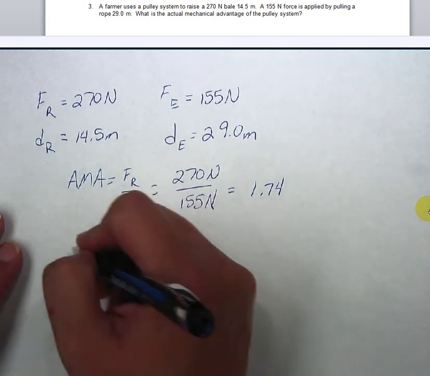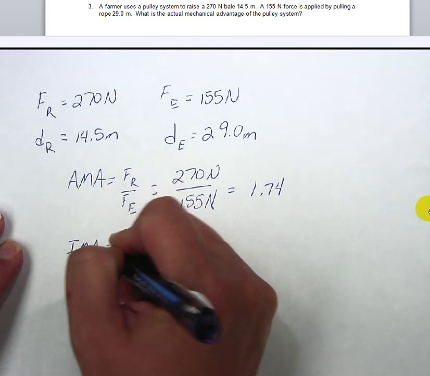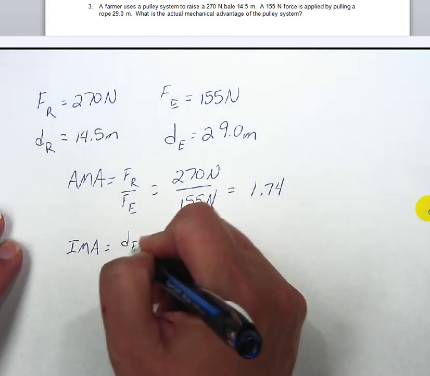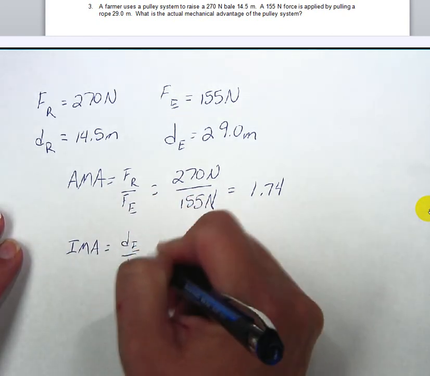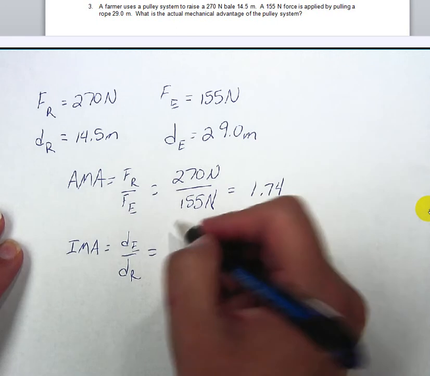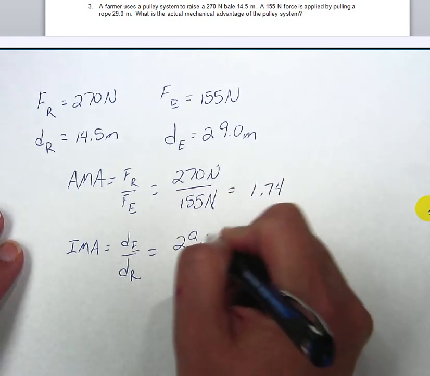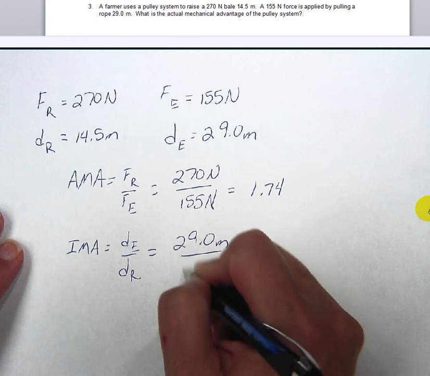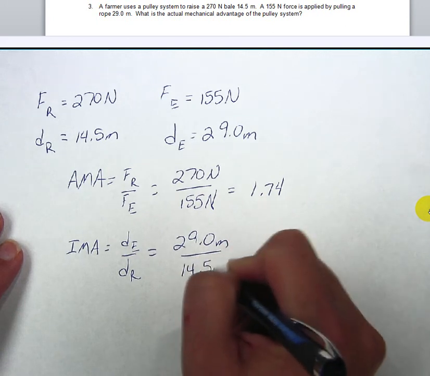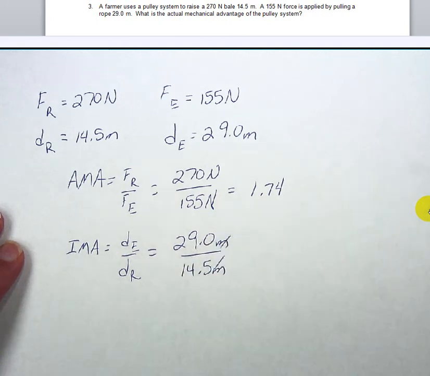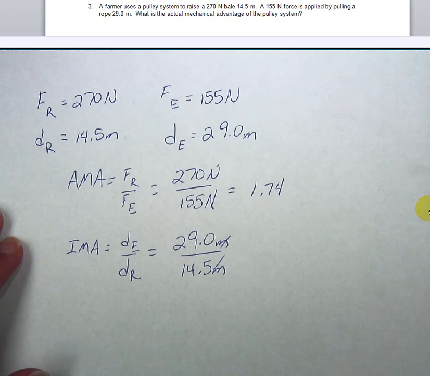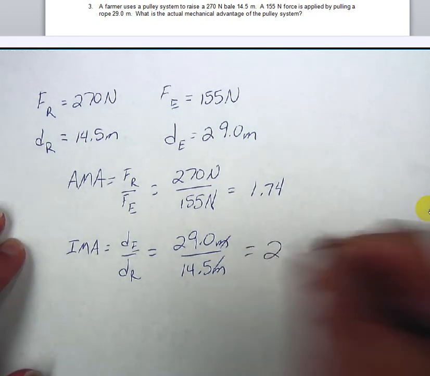I could still say IMA if I needed it, equals distance of my effort over distance of my resistance, and it's just the amount of rope pulled, right? 29.0 meters over 14.5 meters, meters canceling out. So 29 divided by 14.5 equals 2.